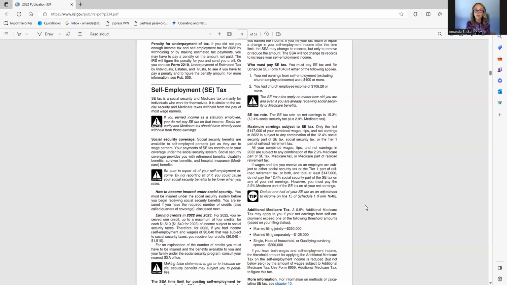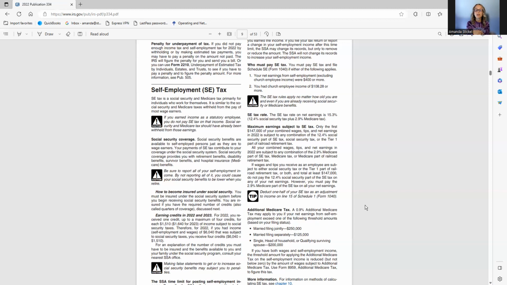Social Security coverage. Social Security benefits are available to self-employed persons just as they are to wage earners. Your payments of SE tax contribute to your coverage under the Social Security system. Social Security coverage provides you with retirement benefits, disability benefits, survivor benefits, and hospital insurance, Medicare benefits. Caution: be sure to report all of your self-employment income. By not reporting all of it, you could cause your Social Security benefits to be lower when you retire.